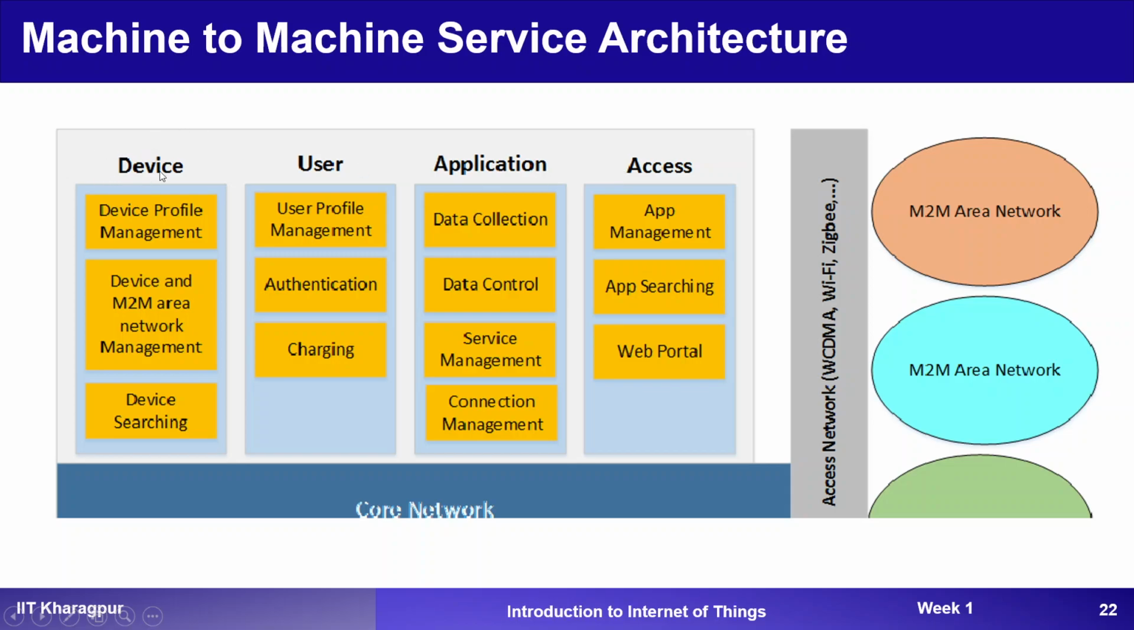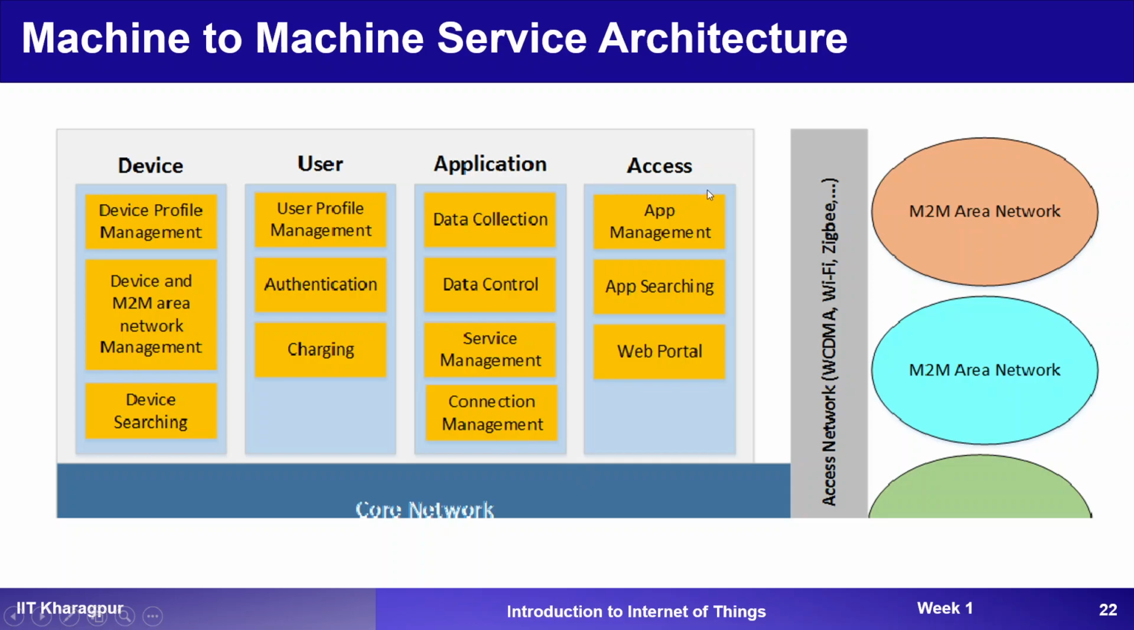For example, the device component is responsible for the management of devices. Second, it will also manage the device and machine-to-machine area network. And it is also responsible for searching of the devices. Similarly, the user component is responsible for user profile management, the authentication of the user, and for charging of the devices. Third component is the application. So the application component is responsible for data collection, data control, service management, and connection management.